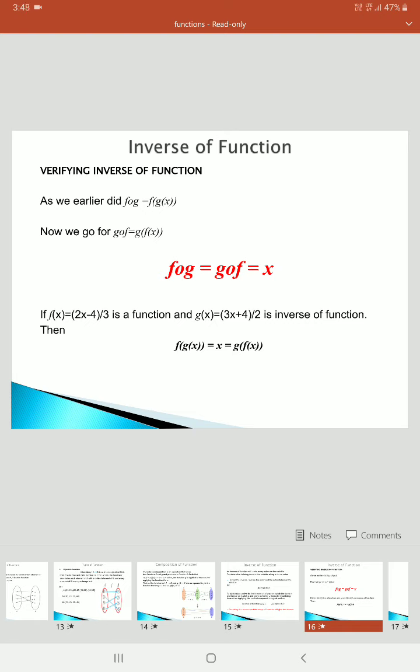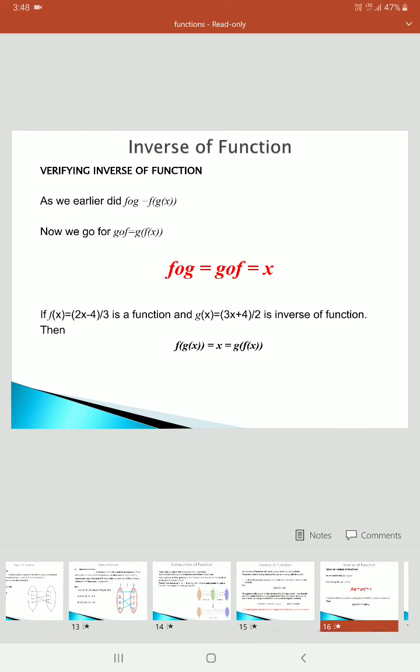Now comes verifying the inverse of a function. As we earlier did f o g equals f of g of x, now we go for g o f equals g of f of x. f o g equals g o f equals x. If f of x equals (2x minus 4) by 3 is a function and g(x) equals (3x plus 4) by 2 is its inverse function, then f of g of x equals g of f(x).